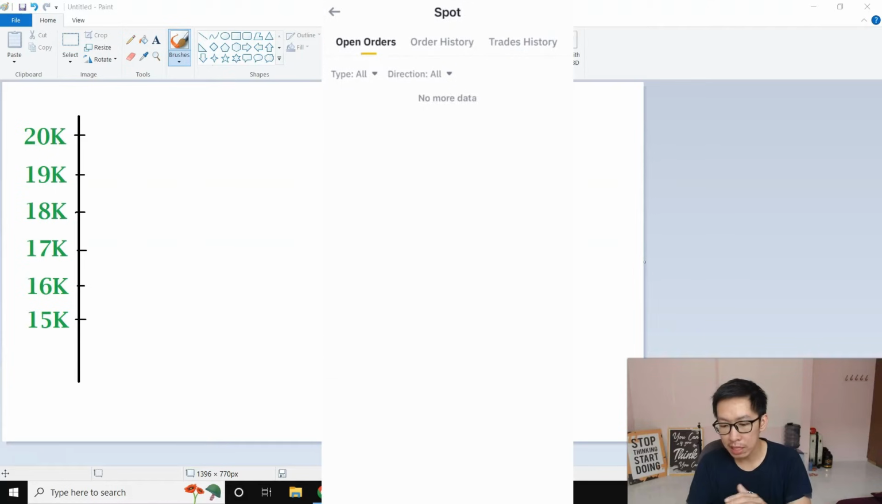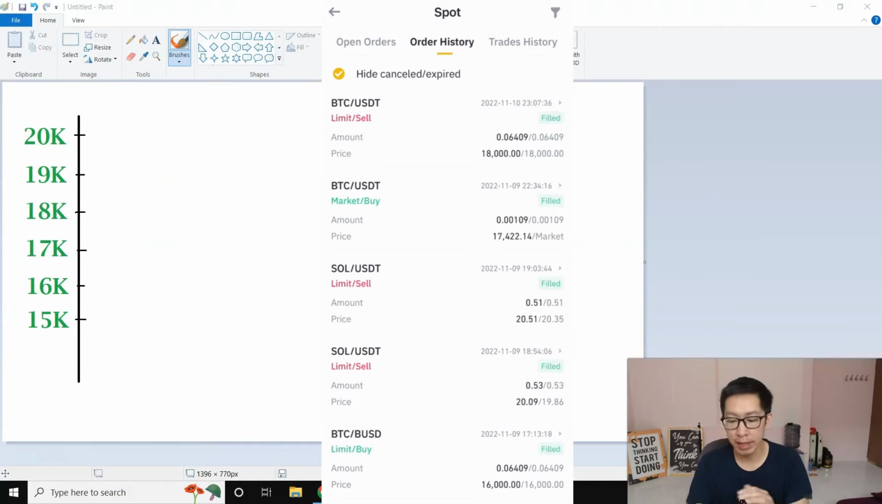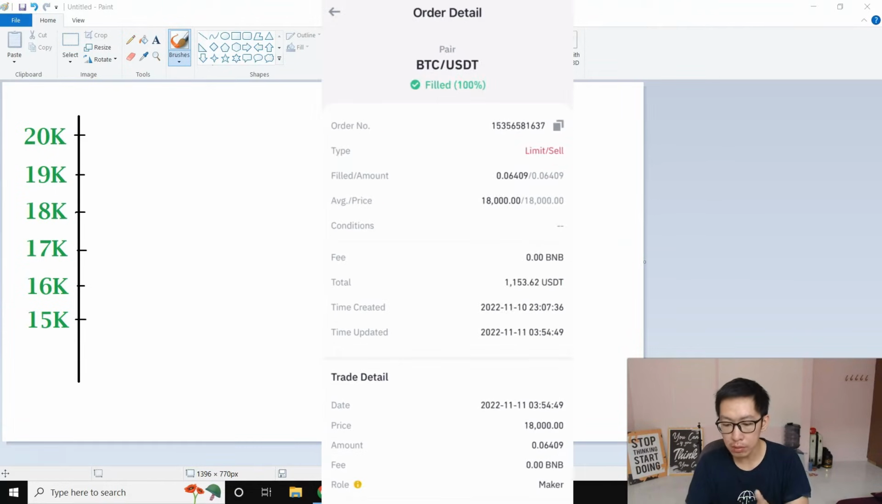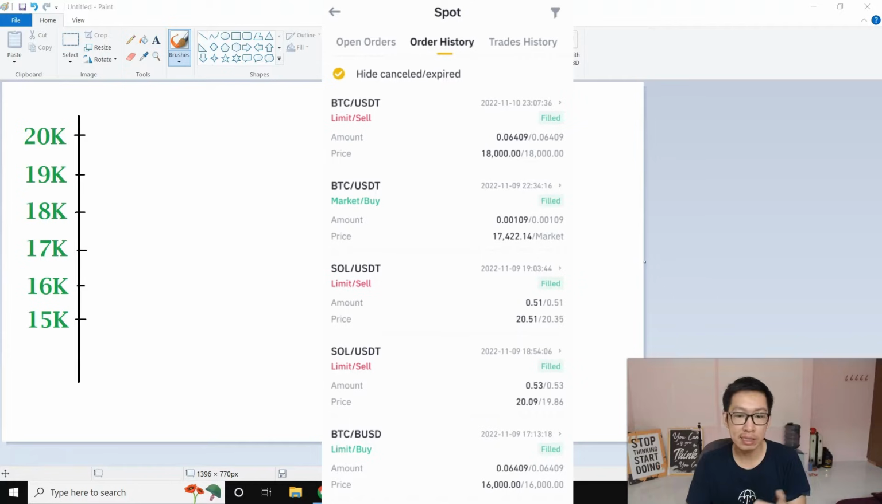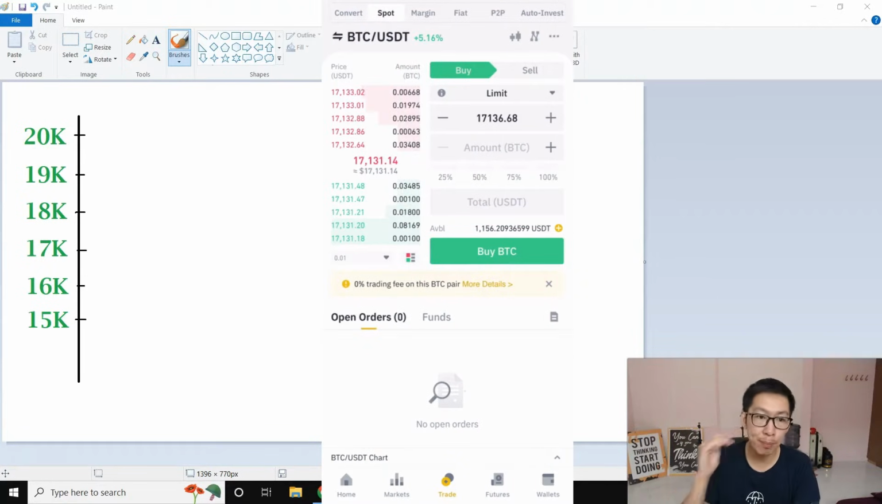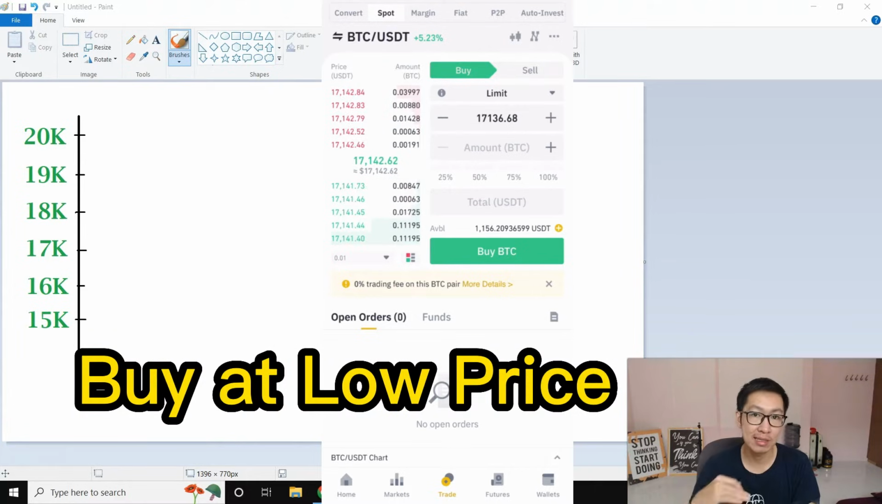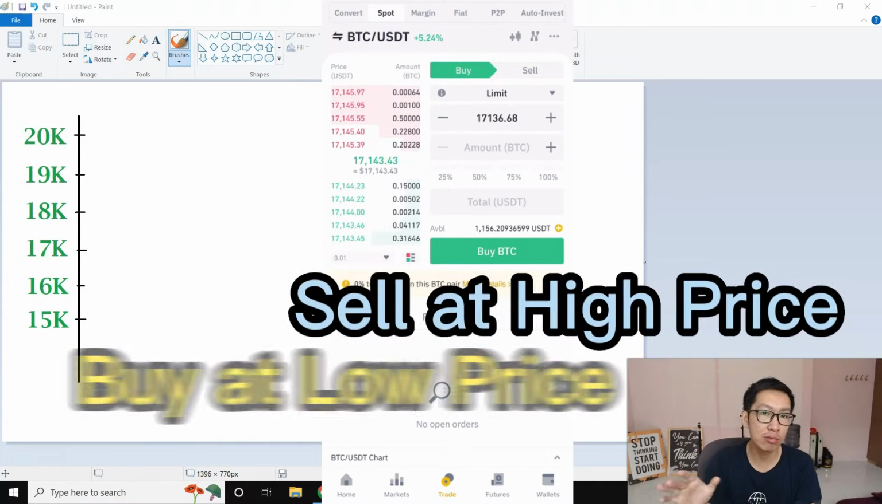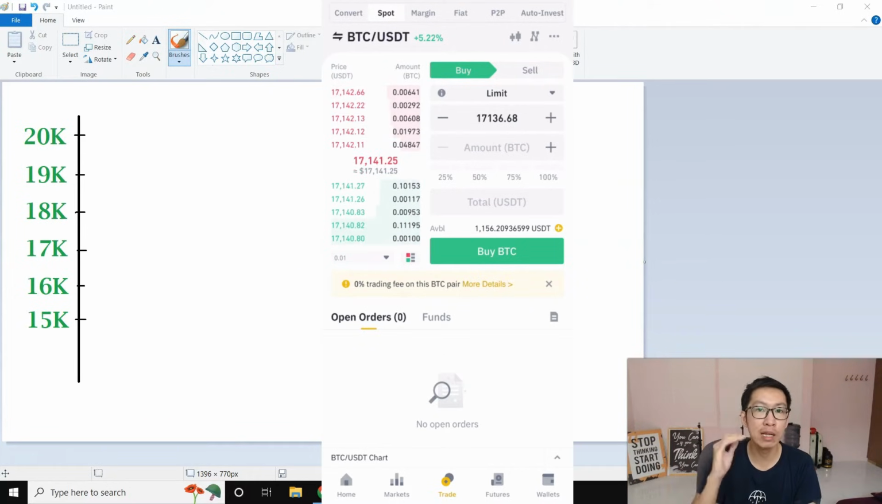Now, here I made $128 profit, guys. So what I did yesterday was that I put a net. Okay, so here's how I do it. I bought Bitcoin at a low price and sold it at a high price. That's how trading works in a nutshell. You buy low, you sell high, and that's how you make profit.